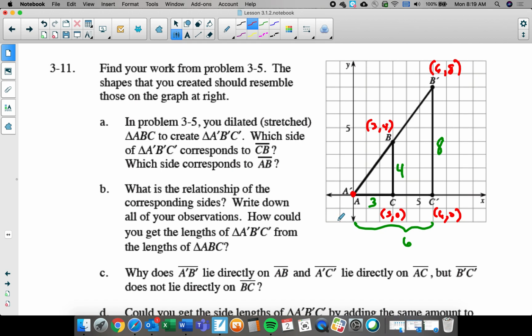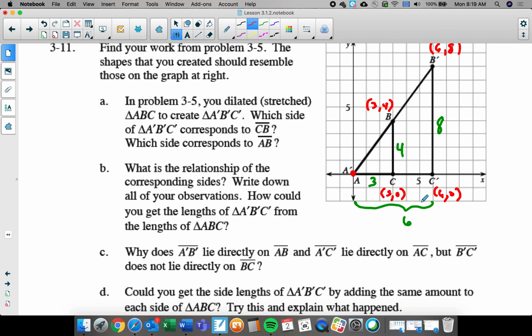What I want you to notice is if you take a look at the coordinates to go from C to C prime, notice all they did was double those coordinates. To go from B to B prime, all they did was double those coordinates. To get from side lengths, I went from a side length of 3 to a side length of 6. All they did was double. From 4 to 8, they doubled.